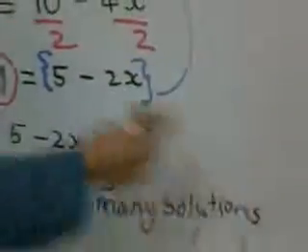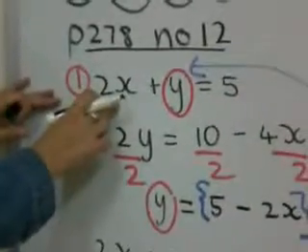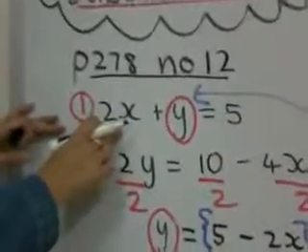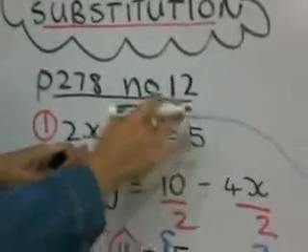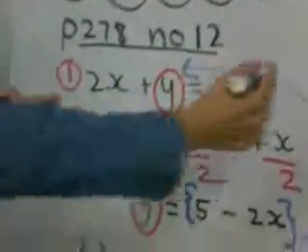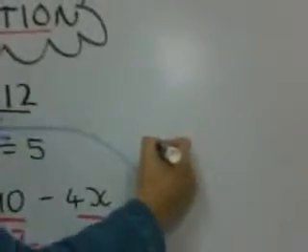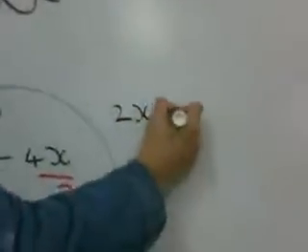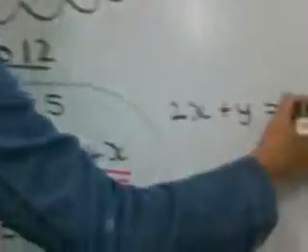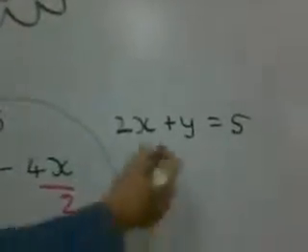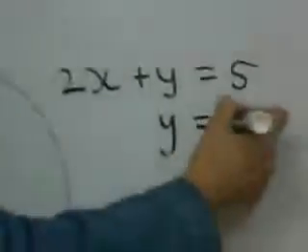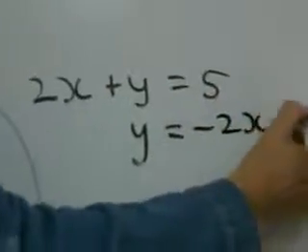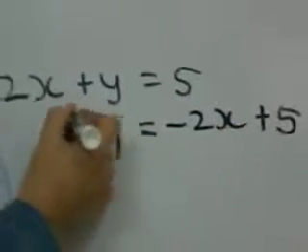Okay, let's just go back to this equation. 2x plus y is equal to 5. Right, let's rewrite this equation into slope-intercept form. I'm going to move over here a little bit and I'm going to say, okay, 2x plus y is equal to 5. Let's rewrite it in slope-intercept form. y is equal to minus 2x plus 5. That's equation 1.